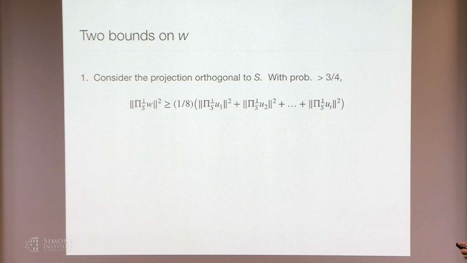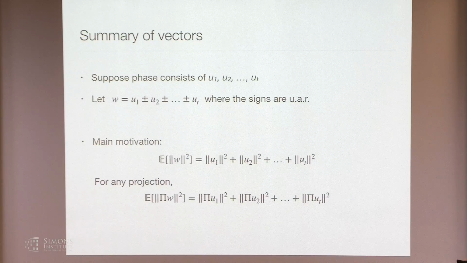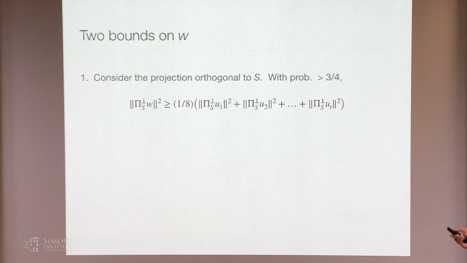The first thing is, if you look at the projection orthogonal to S, where S was the S at the beginning of the phase, then with good probability the projection of this W orthogonal to this S is roughly the sum of the projection squares of all these individual vectors in that phase. This is just because of the fact that I said before: the expectation is the same, and some basic concentration bound gives something like this.